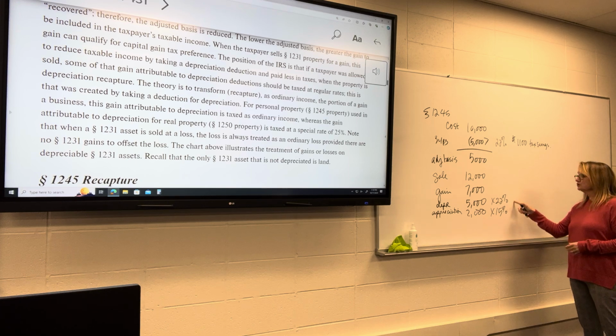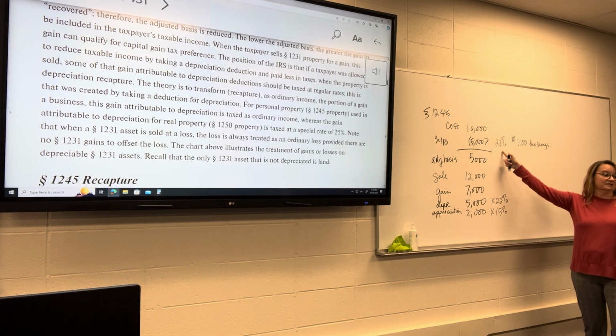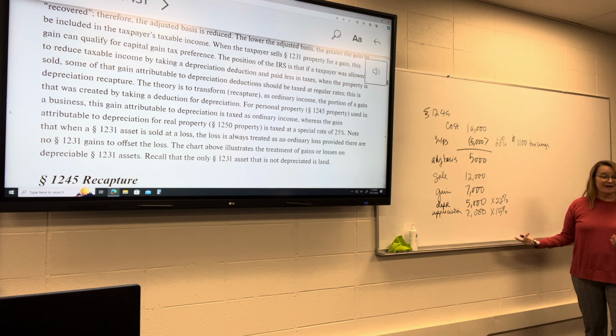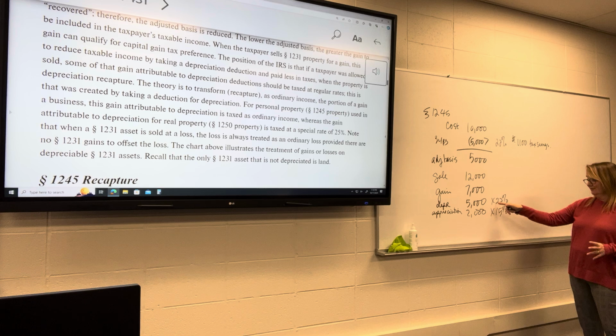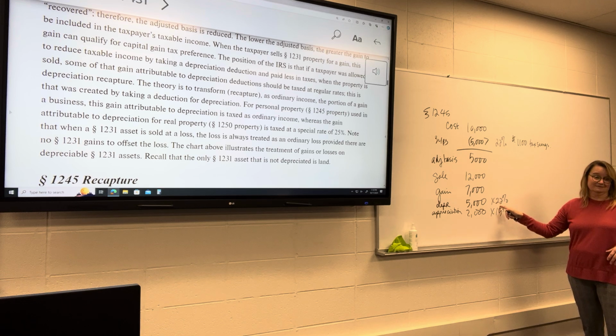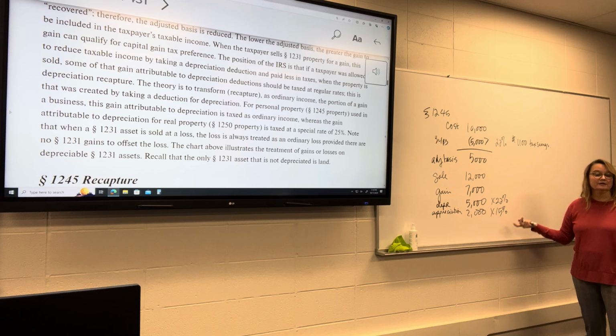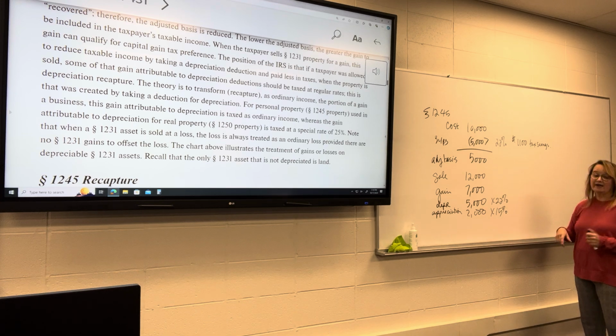Yes. Okay. So maybe when you were taking the deductions, you were in the 22% tax bracket, but now you're in the 35% tax bracket. It doesn't matter, then this is going to be at 35%. Oh, okay. So it's going to be at whatever your ordinary bracket is right now. Yes. So that kind of sucks.